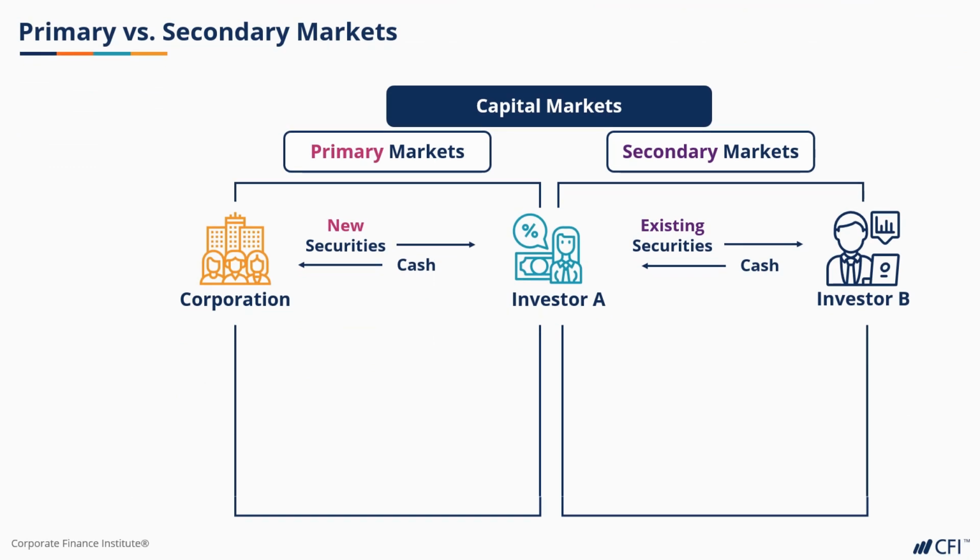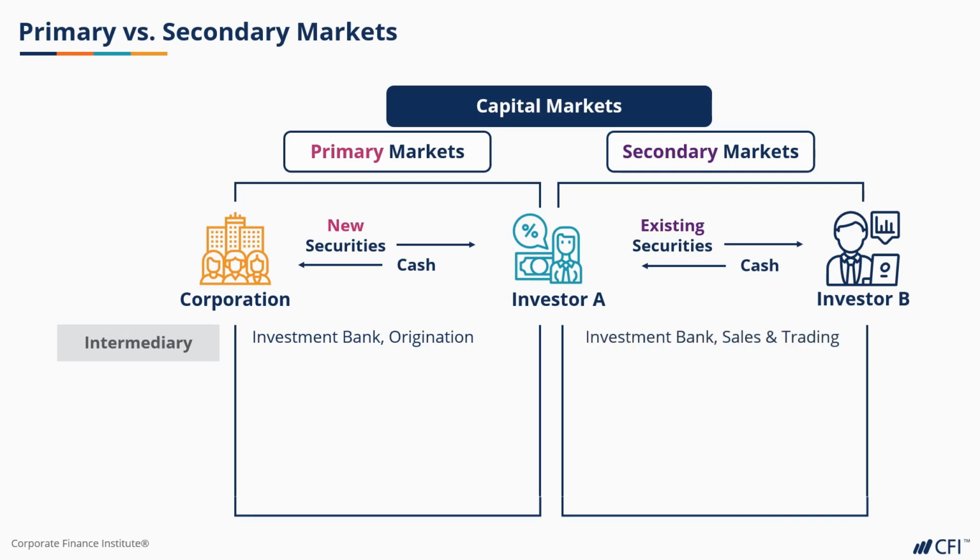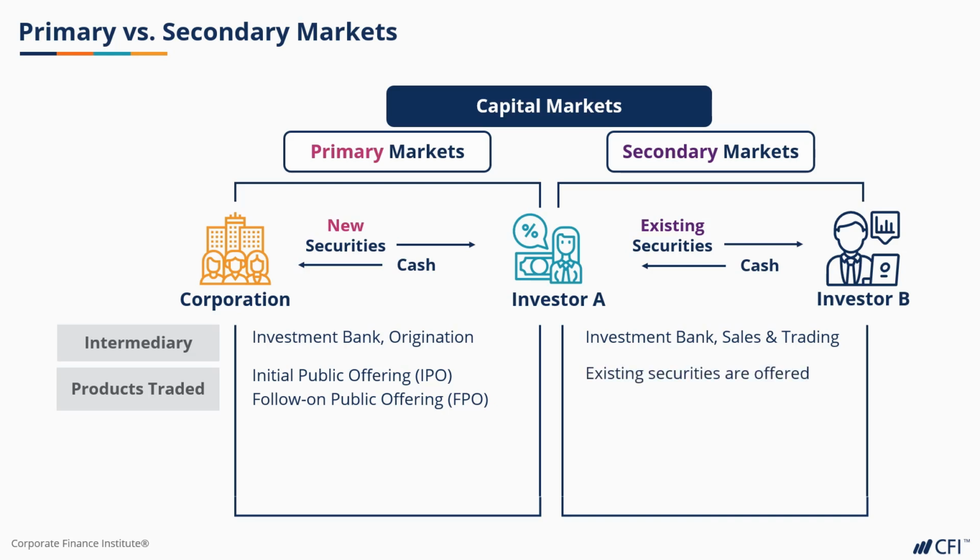That said, we see that the financial intermediary involved in primary markets is the investment bank's origination group, whereas in secondary markets, it is the investment bank's sales and trading team. Now, the products traded in primary markets are newly issued securities, like initial public offerings of common shares and bonds, as well as follow-on issues.